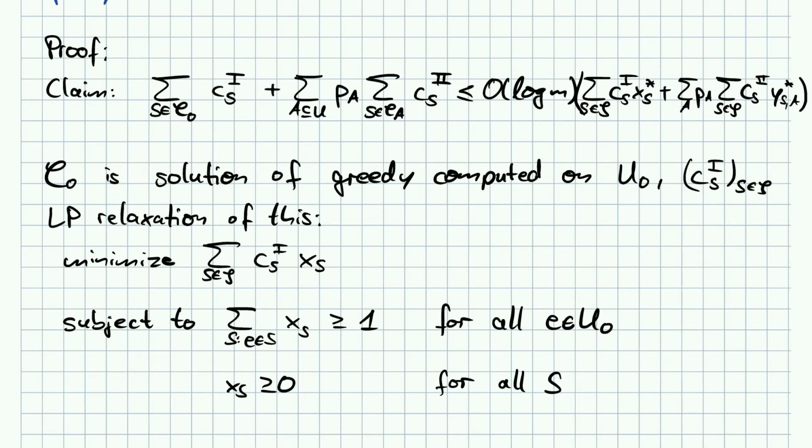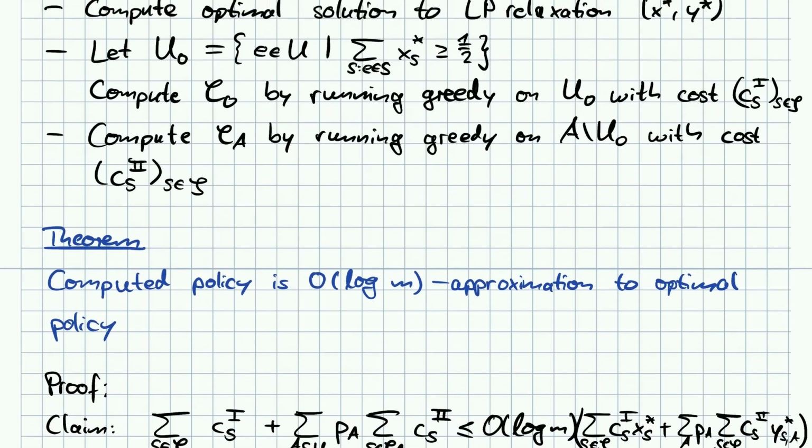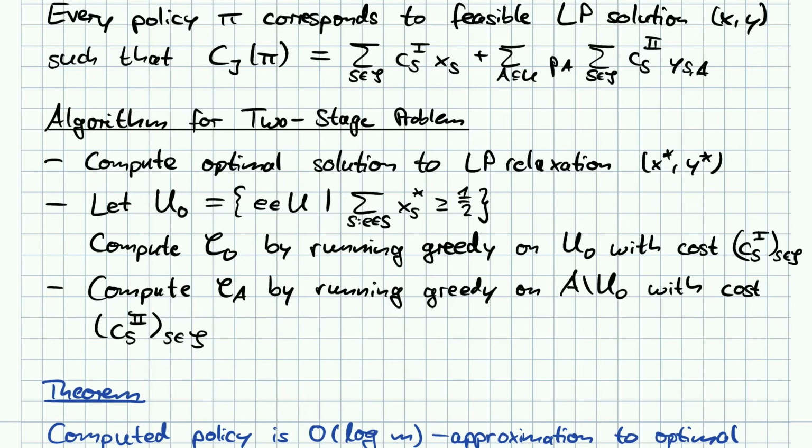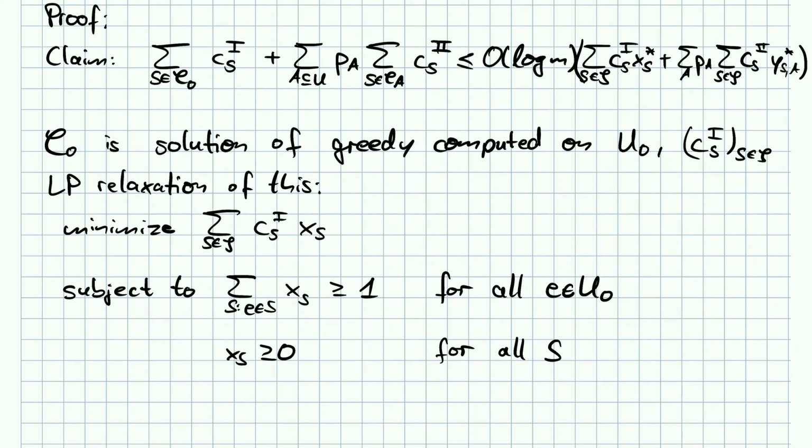We know that this C0 that the greedy algorithm is computing is only an O of log m factor more expensive than the optimal solution to this linear program. But what is the optimal solution to this linear program? Well, we don't know. But where did the set U0 come from? Let's go back. U0 was the set of all elements which are covered fractionally by x star by at least a half. So this means that 2 times x star is a feasible solution to this LP.